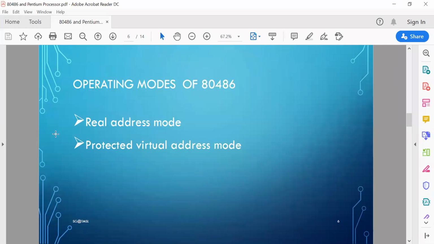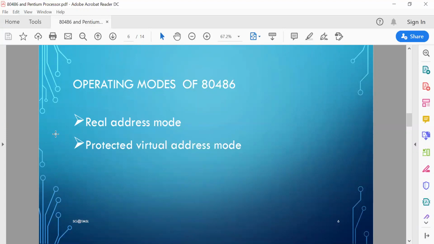Now, how many operating modes are available? There are two modes, like in the case of 80286, where I discussed the real address mode and protected virtual address mode. And what happens after reset? The 80486 starts execution in the real address mode. Now, in the real address mode operation, the 80486 initializes registers and peripherals, sets up the interrupt vector table and descriptor table, and prepares itself for the protected mode.